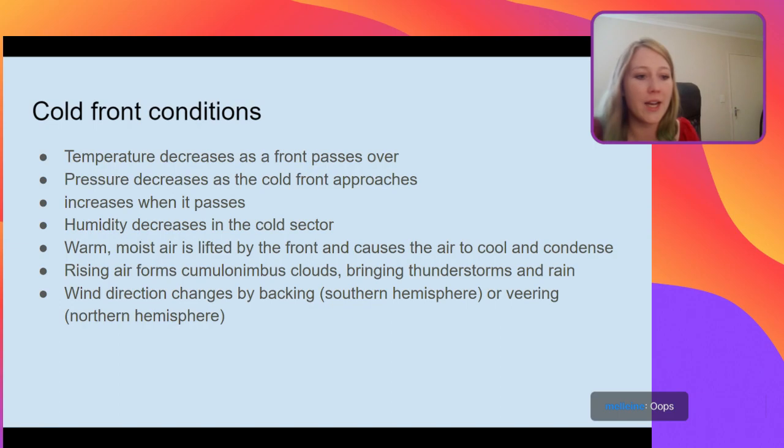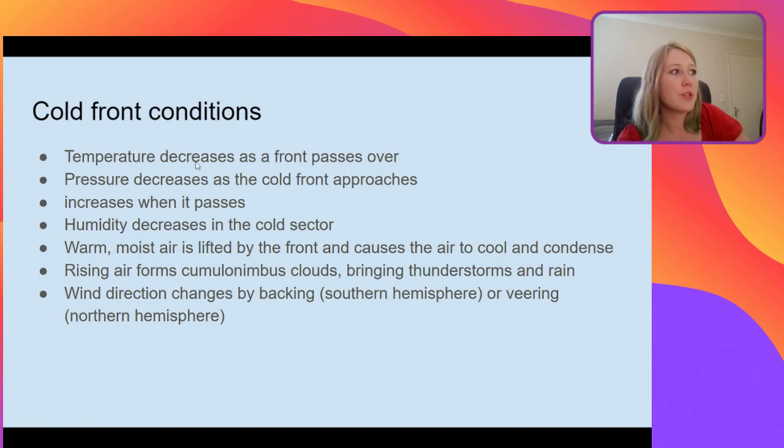Okay, so let's just take a look at the weather conditions at each of these fronts. Where there is a cold front, the temperature will decrease as the cold front passes over it. So remember, it will be warm before the cold front reaches it. It's warm, then the cold front comes and makes it cold. The pressure will decrease as the cold front approaches and it will increase again as it passes. So the warm, moist air is lifted by the cold front, causing it to cool and condense.